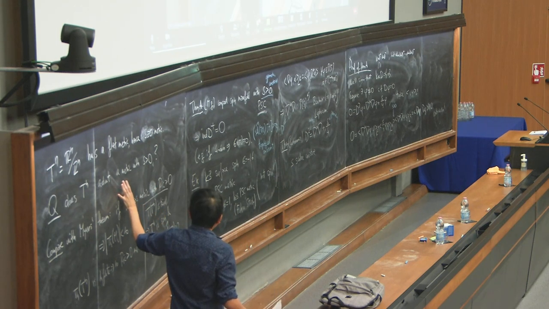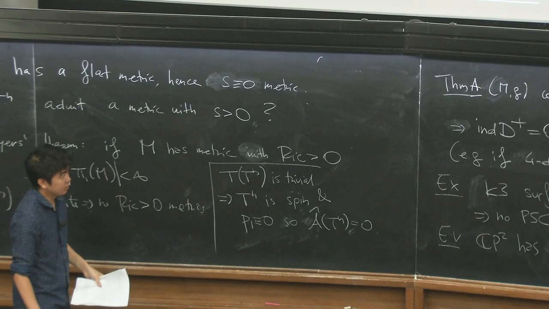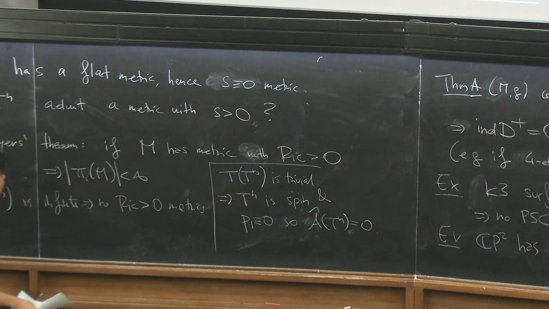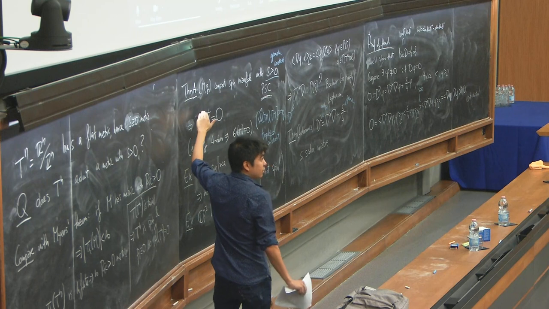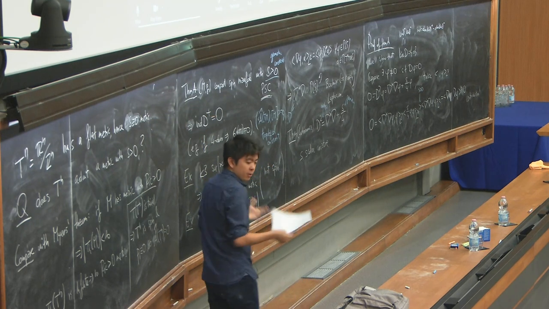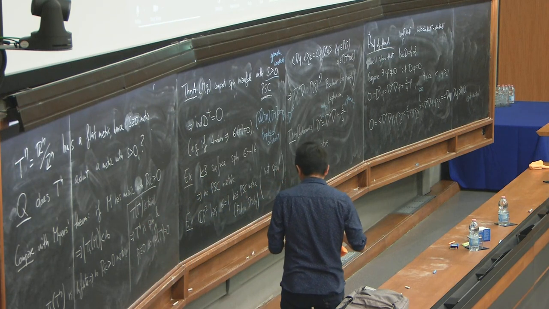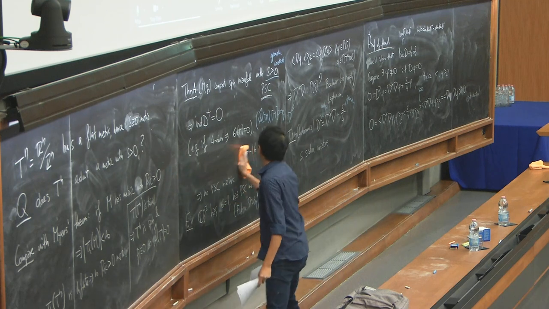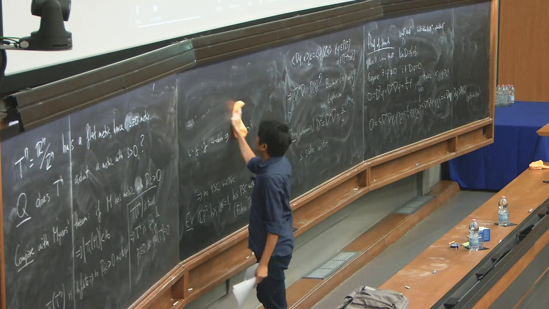As a spoiler, next time we'll prove that the answer to this question is yes. The idea is that in this theorem we looked at only a single Dirac operator, but really there are a lot of Dirac operators floating around on a manifold, especially when b_1 is positive. Let me erase this obstruction, because it's not useful for this more complicated problem.